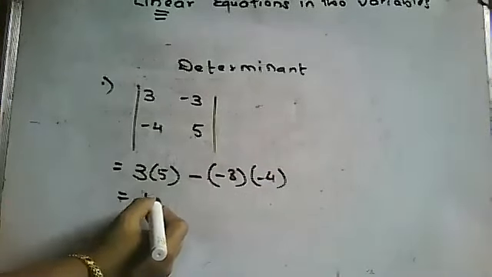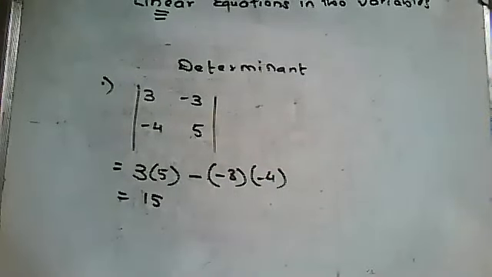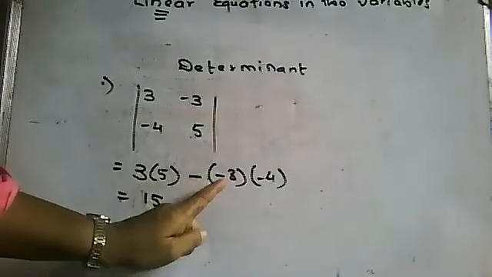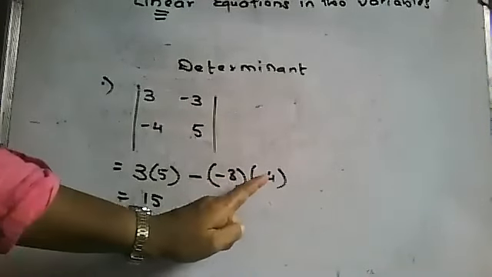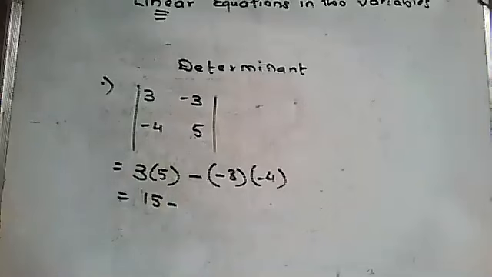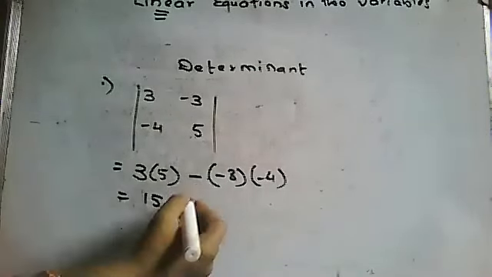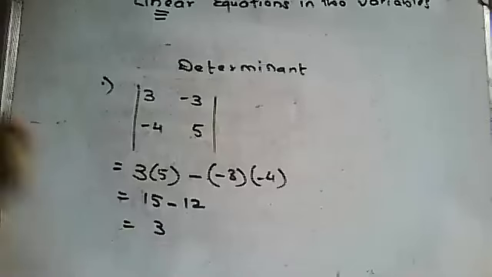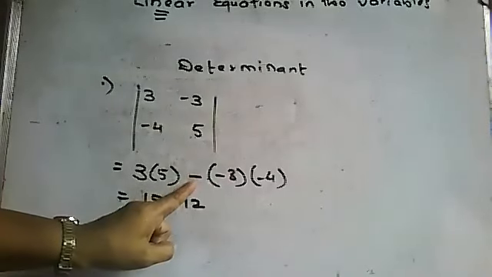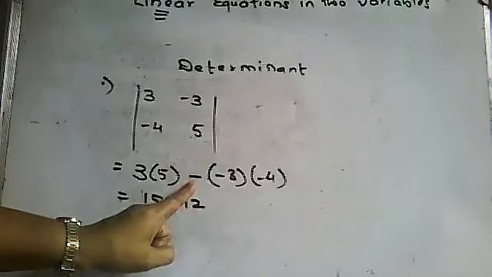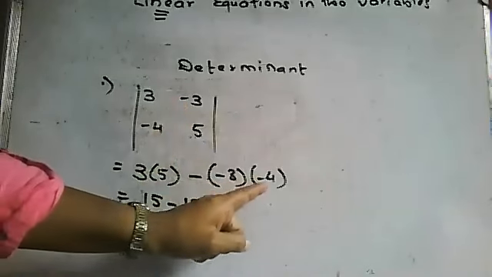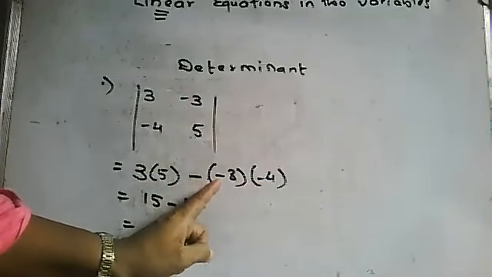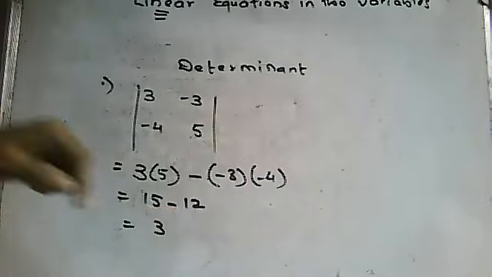So 3 5s are 15. Minus into minus plus, plus into minus, again it is minus. So first you give the sign and then calculate. 4 3s are 12. 15 minus 12 would be 3. So be careful for the sign. This is the subtraction sign, the middle one. Then these are minus 3 and minus 4. So minus minus plus, plus minus, again it came minus.